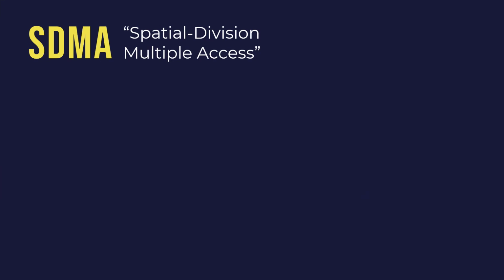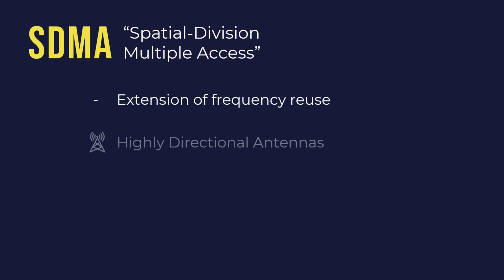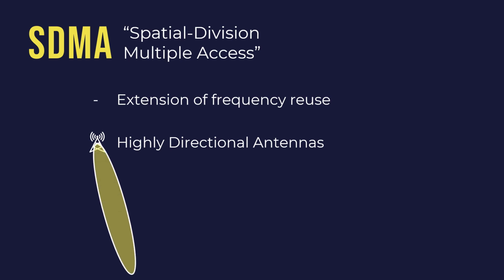SDMA, short for Spatial Division Multiple Access. This is actually an extension of frequency reuse. It uses highly directional antennas to pinpoint a user and reject all others even when on the same frequency or time. The area these antennas cover are very narrow. Thus, it locks in to only one cell phone user and it will be oblivious of other cell phones out of its range.